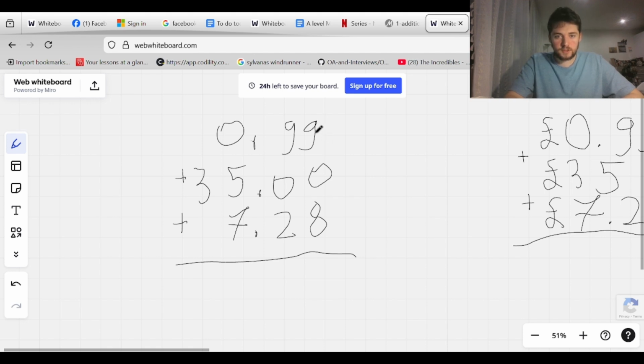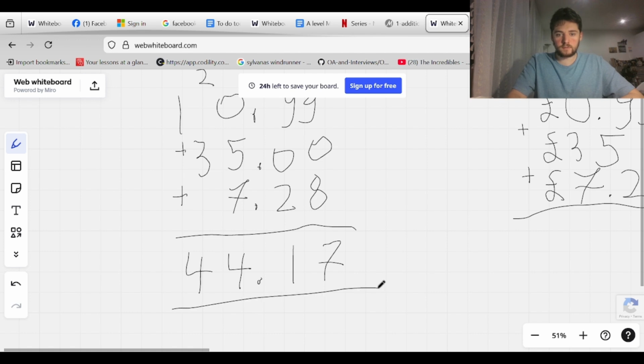So to answer this question, we do 9 plus 0 plus 8. That's 17. 1 plus 9 plus 0 plus 2 is 12. And we don't forget the decimal point. 1 plus 5 plus 7 is 13. The little one goes here. And 1 plus 3 is 4. And there you go. It's less than 50. The answer is £44.17 is the total. So we do have enough money.